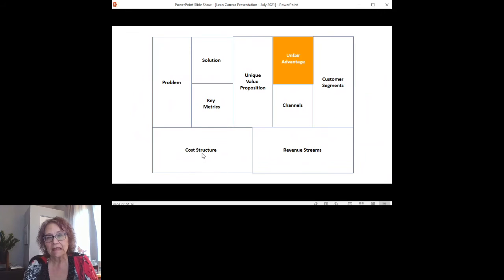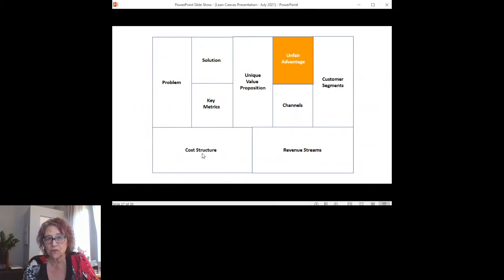Okay, the last section, it's the unfair advantage. This one is probably one of the hardest ones to come up with, largely because sometimes you don't have an unfair advantage. But an unfair advantage is really something that nobody else can copy. Now, the UVP, people figure out what you're doing, they can copy it all day. But an unfair advantage is something that you've got that nobody else has.